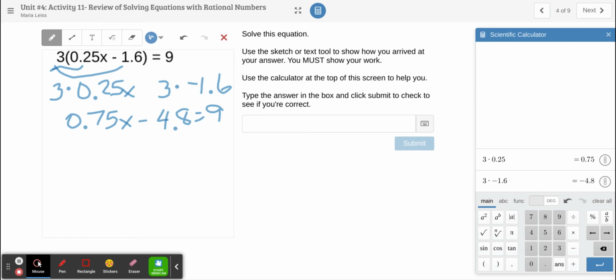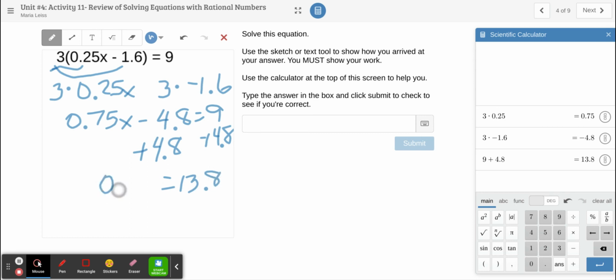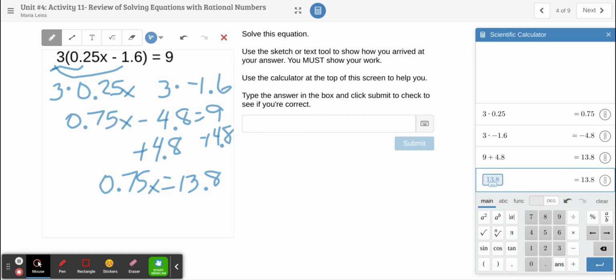What am I going to undo? Going to undo the minus, make it a, yep, plus. And I'm going to be adding 4.8. So 9 plus 4.8 gives me 13.8. Bring down my 0.75x. So answer, yep. And the final thing we're going to do is, yep, divide by 0.75.